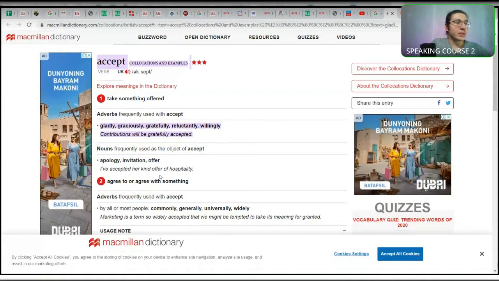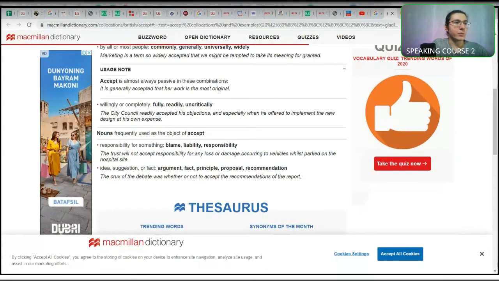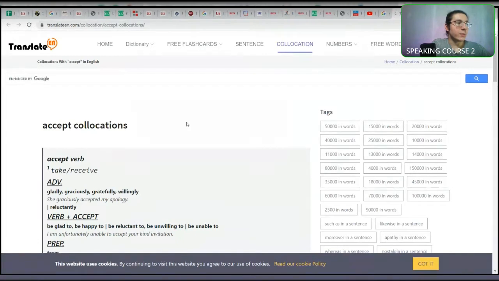Adverbs frequently used with accept in terms of agree to do something: commonly accept, generally accept, universally or widely accepted. For example, marketing is a term so widely accepted, which means people popularly agree with this. And even more examples. Let's look at the Translateen website.